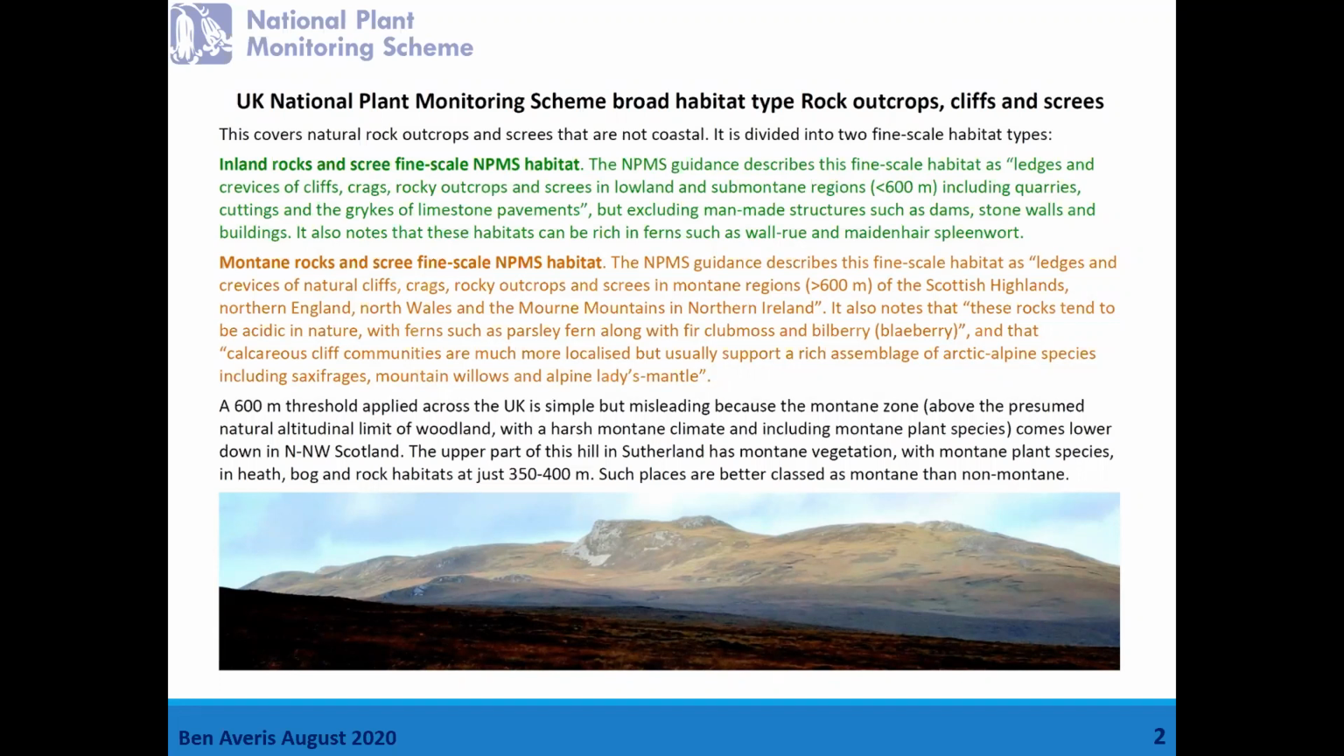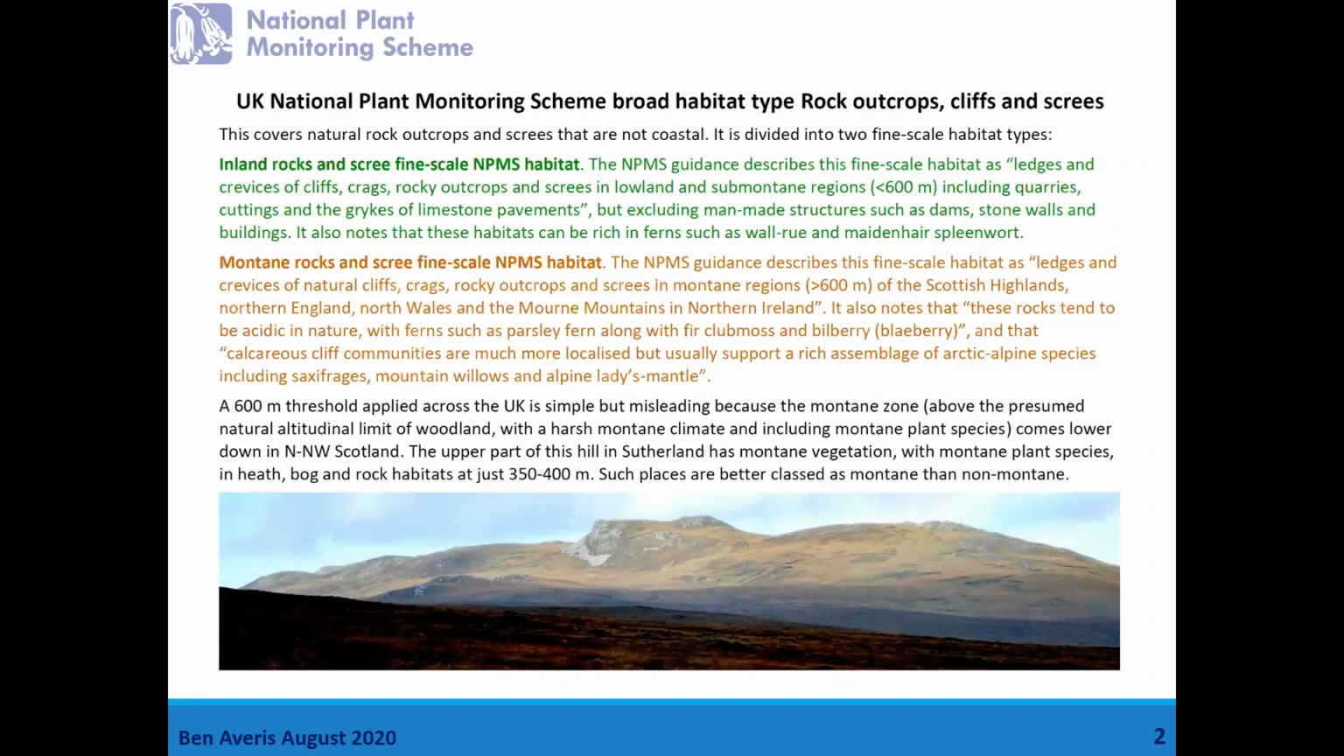And the NPMS have a guidance figure of 600 meters as the threshold. Although I've made some notes there that actually when you go further north, especially far northwest, you can get montane habitats coming down quite a lot lower, and you can tell that they're montane by the nature of them, the kind of species. You get montane species occurring lower down because it's a harsher climate, and montane versus non-montane is best separated on the basis of climate, a very harsh climate is what defines the montane environment.